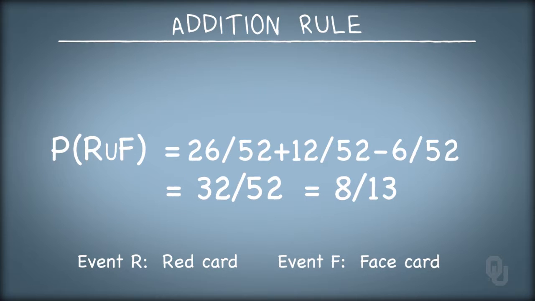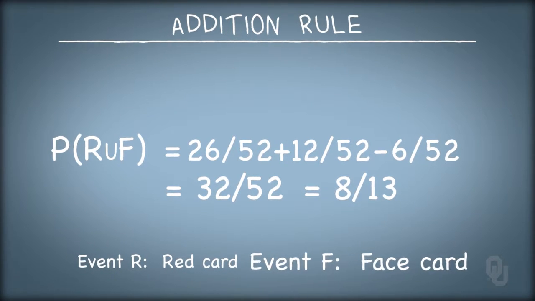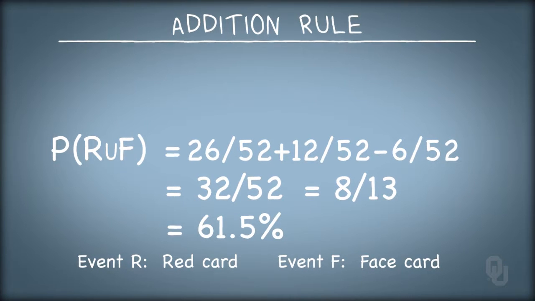That is, we have an 8 out of 13 chance of drawing a card at random that is either a red card or a face card. That's about 61.5% of the time.